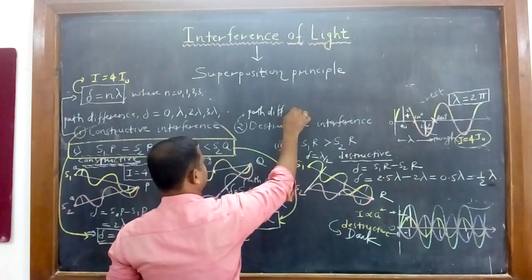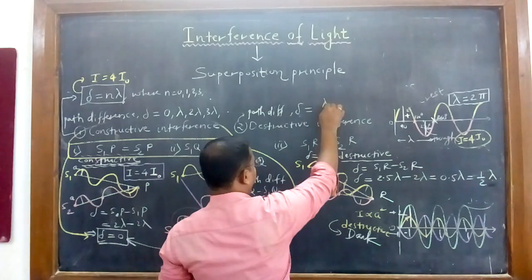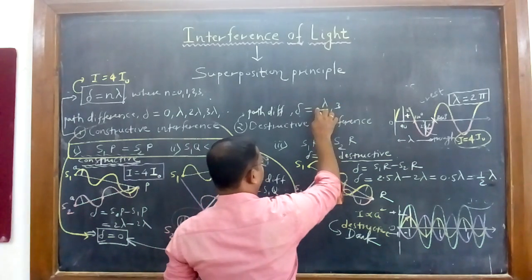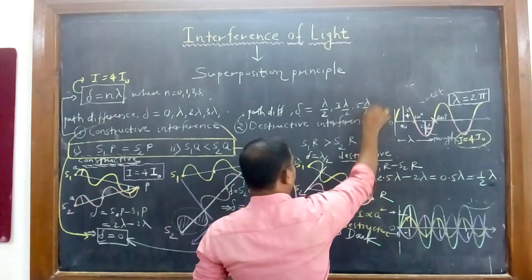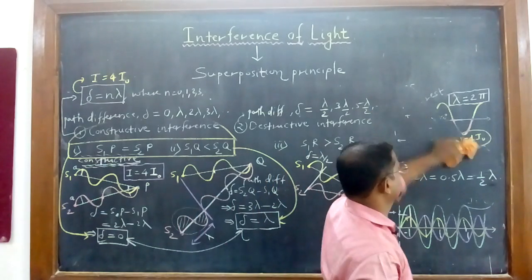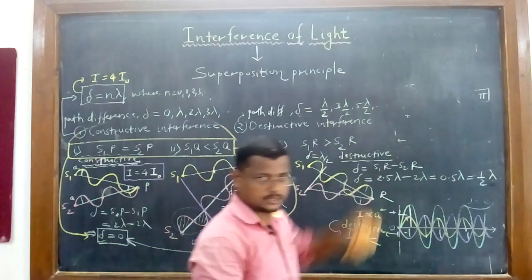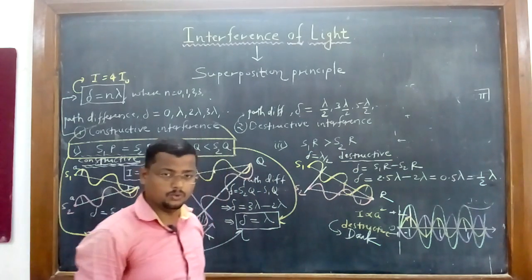Whenever the path difference delta between the two waves is equal to lambda by 2, which is 1 times lambda by 2, next is 3 lambda by 2, 5 lambda by 2, and so on, you will have destructive interference. How? If you ask, I proved the first, and the remaining you can do as your homework.